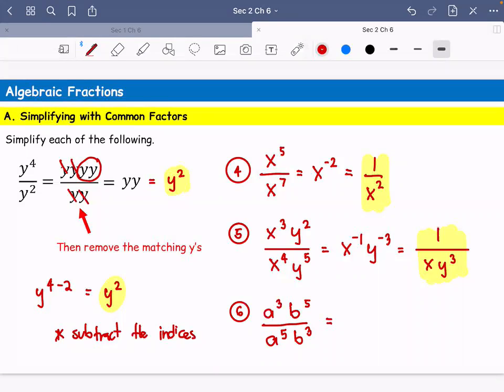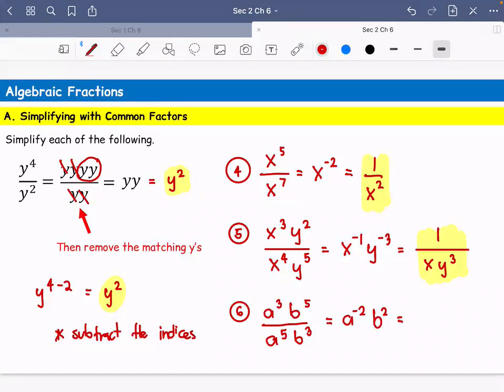Okay. So how about now? So what's your answer for this? For number 6? So a is what? Negative 2 first. And then how about b? b squared. Now what will happen with our final answer?